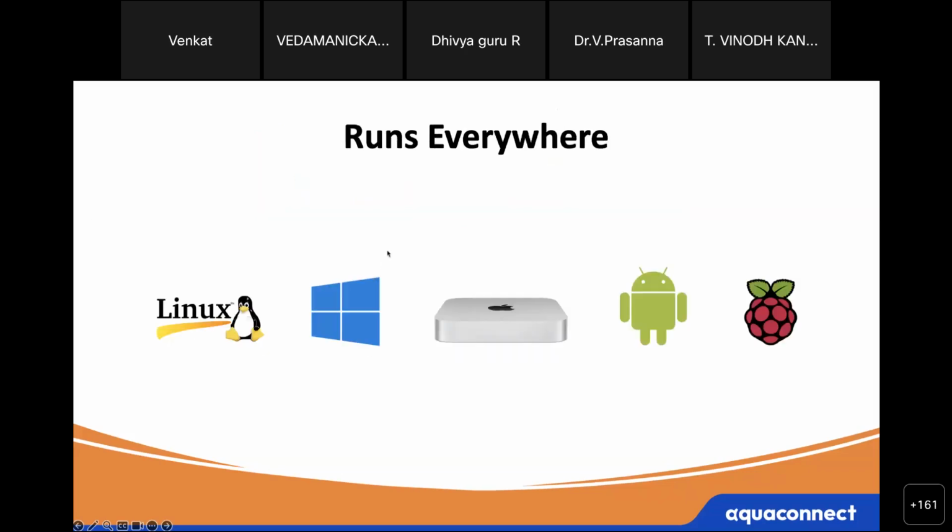One more advantage is that it can run everywhere. If it is a smartphone, Raspberry Pi, a Mac Mini or Mac Server, Windows Server, or Linux, it doesn't matter. If you have a model, you can take it anywhere and run it anytime. That's the beauty of this one.